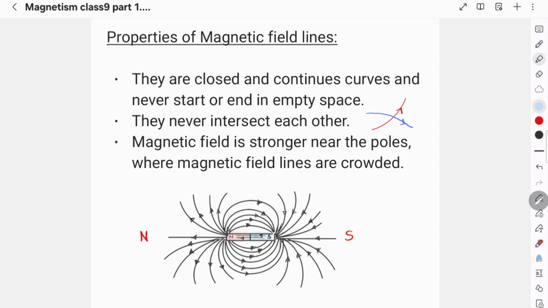Okay, magnetic field is stronger near the poles where magnetic field lines are crowded. So see, the number of lines entering the South Pole is quite high, and the number of lines leaving from the North Pole is also very high. So the concentration of magnetic lines is higher at the poles. This shows that the magnetic field is strong at the poles.